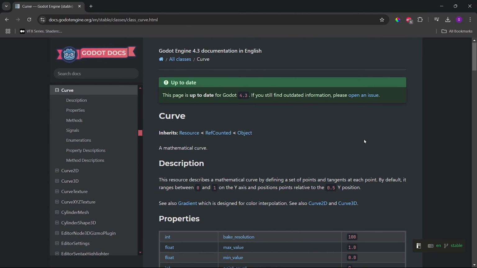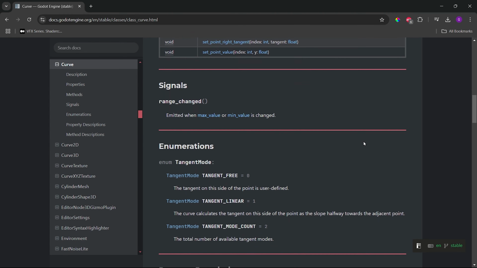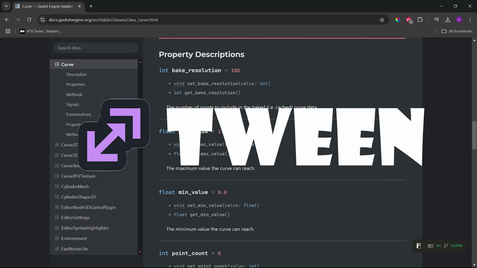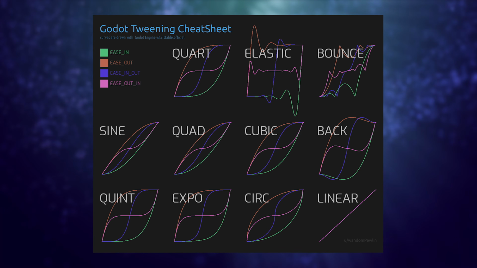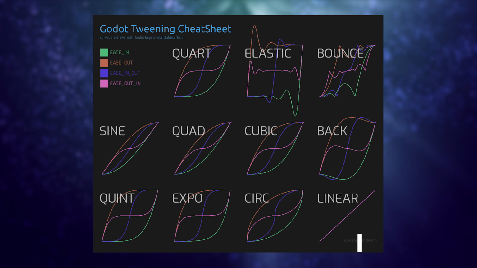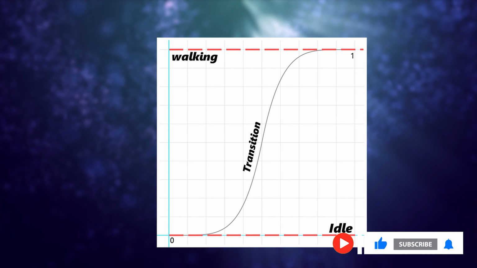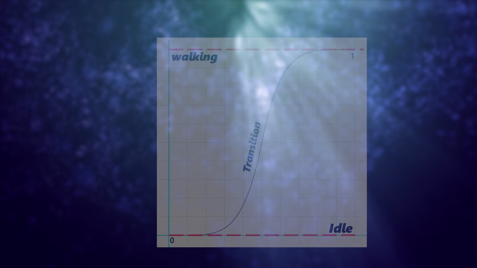Now the cool part, you don't need to create this curve from scratch. Godot has a built-in tool for this, and that's Tween, and it comes with preset curves for different transitions. For this, I will be using ease in out with TRANS_QUINT easing, which perfectly matches my issue. So let's fix those transitions.